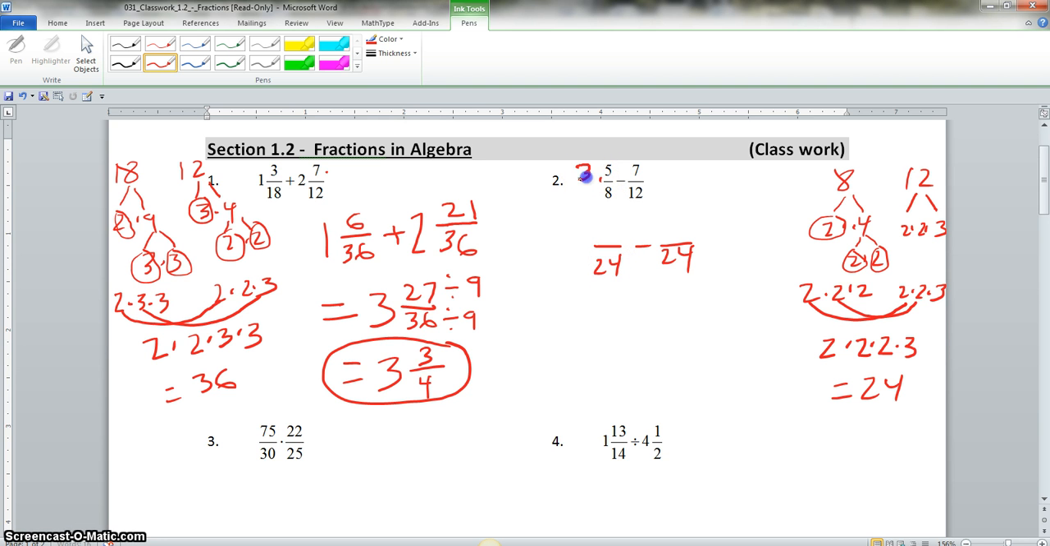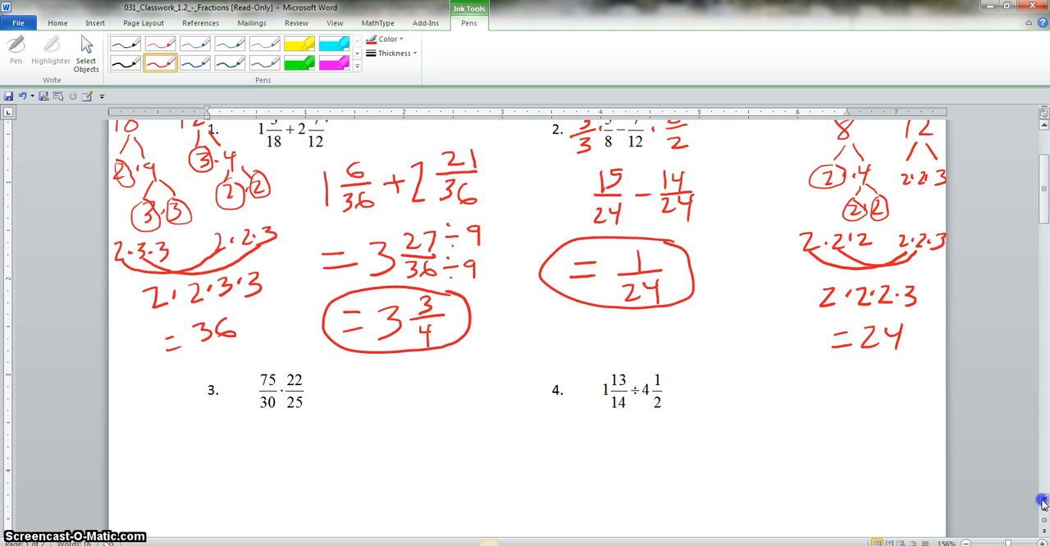So we will multiply this numerator and denominator by 3. 3 times 8 is 24. 3 times 5 is 15. Now we ask ourselves, 12 times what is 24? We know 12 times 2 is 24. So we will multiply our numerator and denominator by 2. 12 times 2 is 24, and 7 times 2 is 14. Now we subtract. Our denominator will still stay 24, and 15 minus 14 is 1. So our final answer here is 1 over 24.